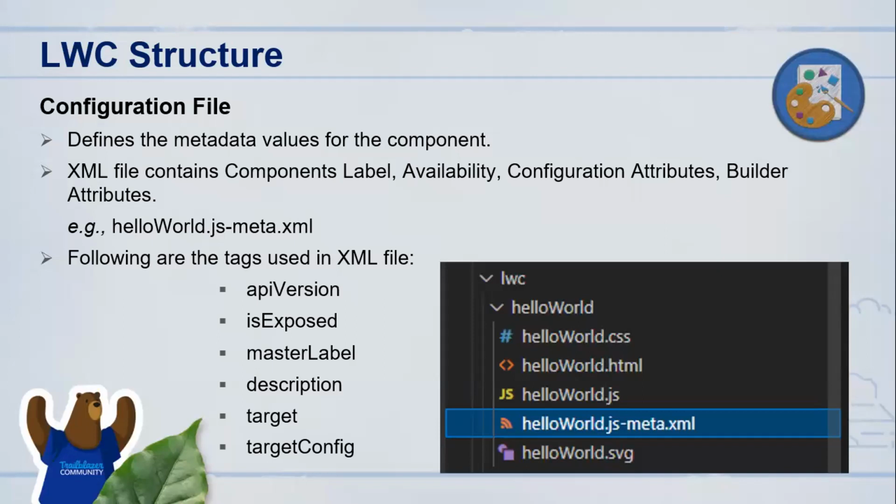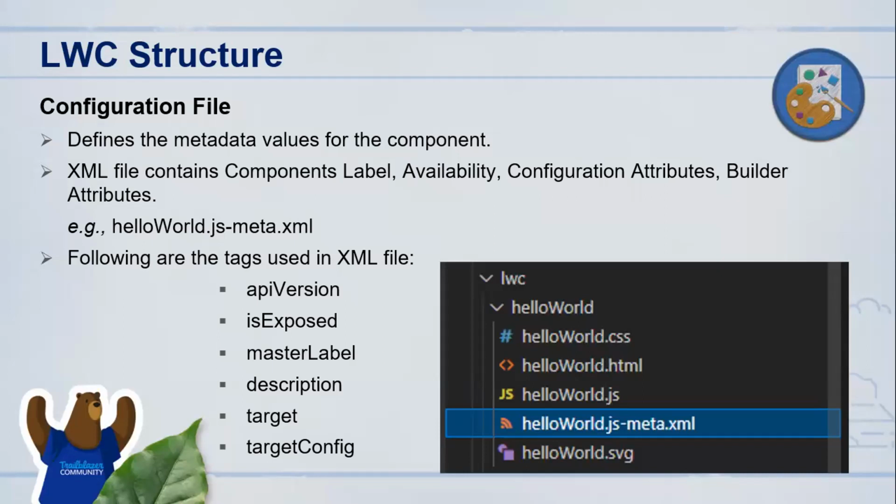So these are the tags that are used inside the XML file: apiVersion, isExposed, masterLabel, description, and targetConfig. The apiVersion tag binds the LWC to the Salesforce API version. We can specify a version like 48.0 or 15.2 likewise. And the isExposed tag decides whether the component is accessible inside a Lightning App Builder or a Community Builder or not. It is a Boolean tag. If it is false, it is not accessible. Only when it is true can we access it in a Lightning App Builder or a Community Builder.